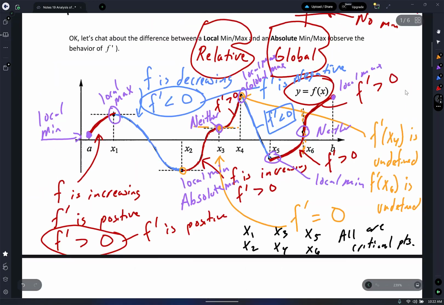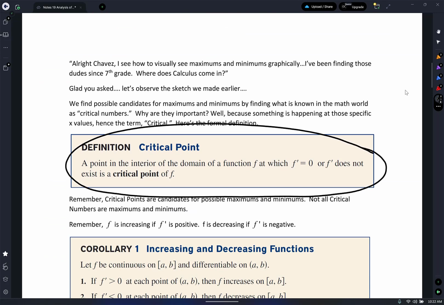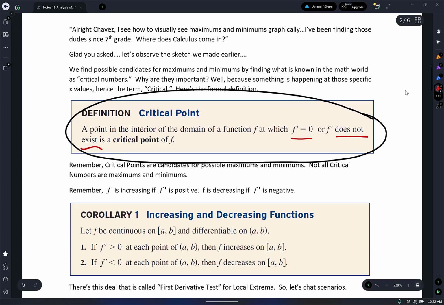Here's what I'm talking about. This right here. It's wherever the derivative is what or what? Or does not exist, undefined. Cool or not cool? Cool? All right, here we go.